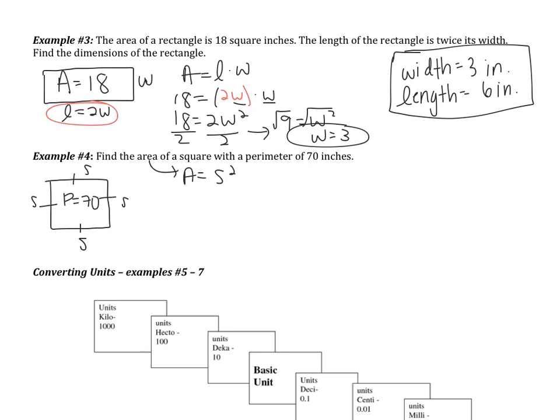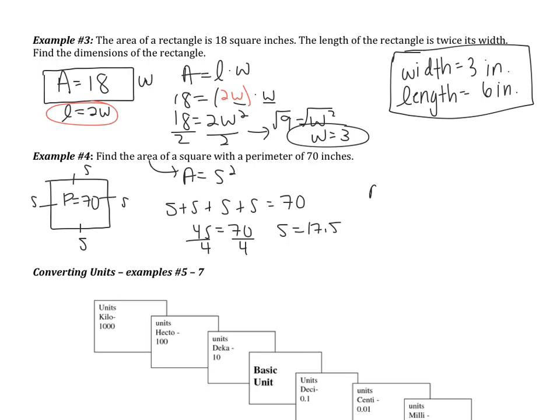Now to find the perimeter of a square, we add up the sides. So I have one side, I'm going to add a second side, I'm going to add all 4 of those sides and set it equal to 70. So I get 4S equals 70. If I divide by 4, I get S equals 17.5. So each side is 17.5.